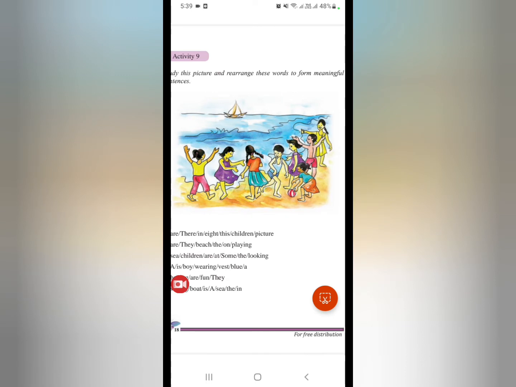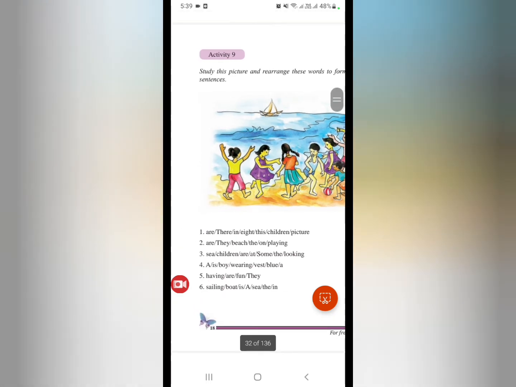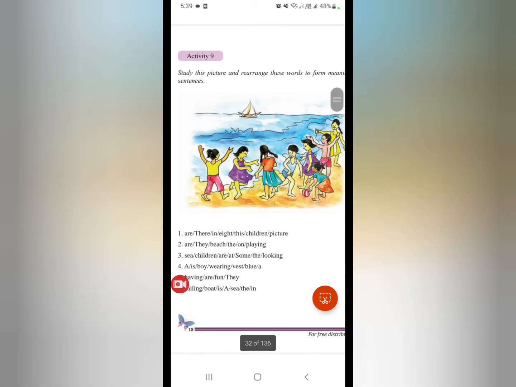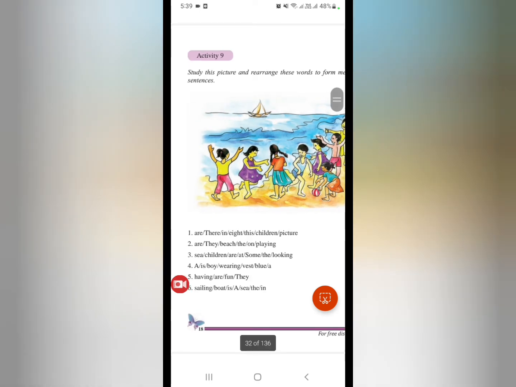There is a boy who is wearing a blue colored vest. And you will say they are having fun. They are happily playing, so you will say they are having fun. And then there is a boat which is sailing in the sea. You will say that's a boat which is sailing in the sea.